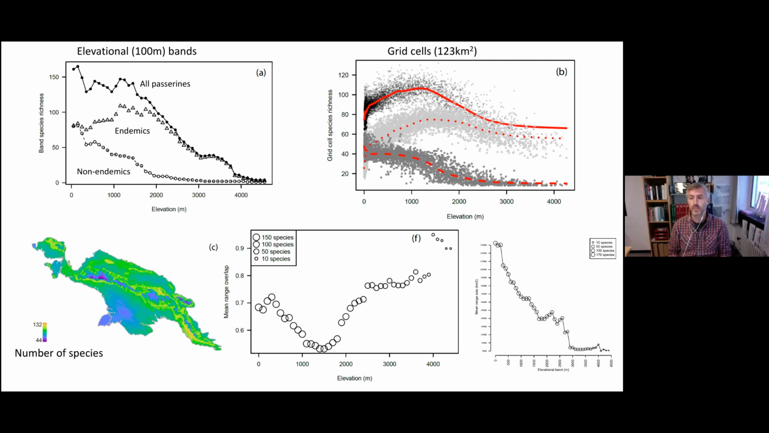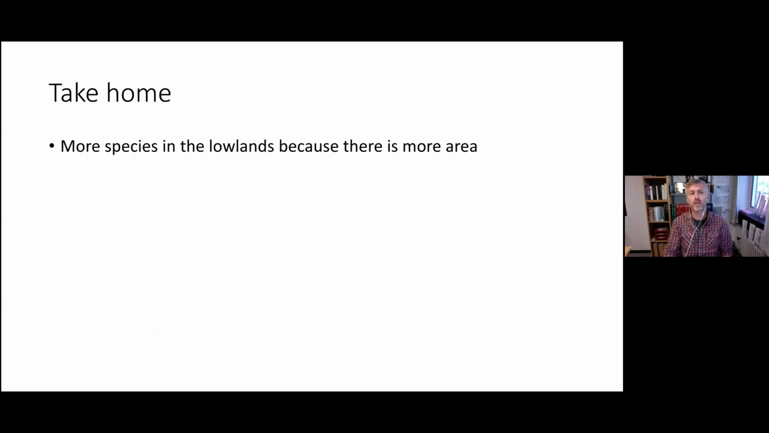And again, perhaps not surprisingly, the ranges of lowland species are the largest, and range sizes simply drop as you move up, with a slight plateauing again at mid elevations and then a drop. So highland species have the smallest ranges, probably not a surprise either, given that there's very little area up at high elevations. So the take home of all this is that there are more species in the lowlands because there's more area. Mid elevation peak in richness at local spatial scales.